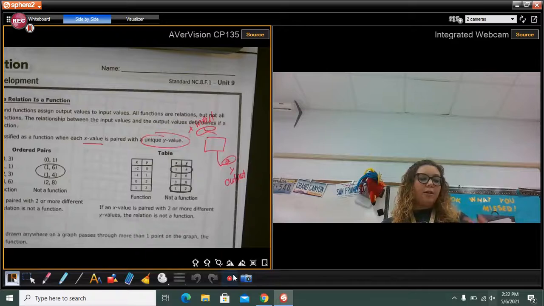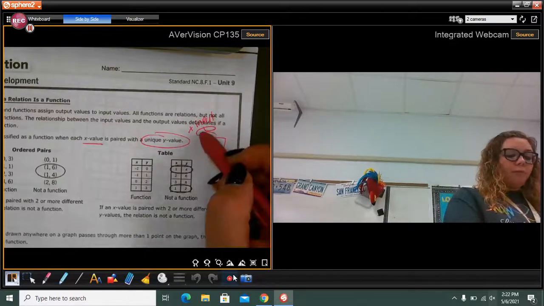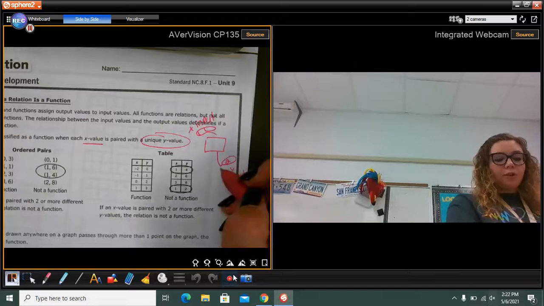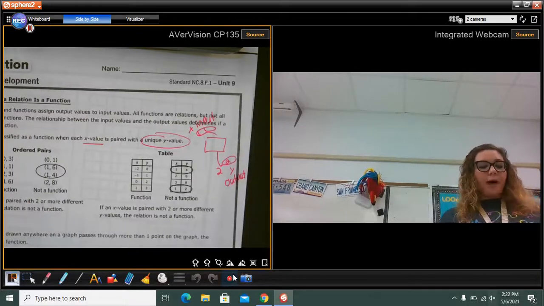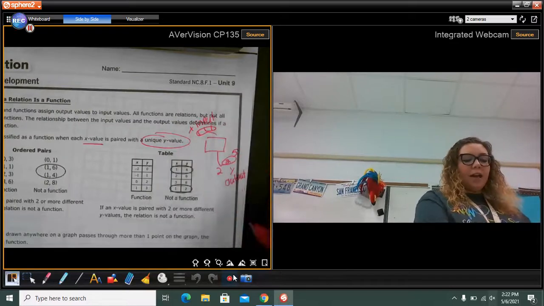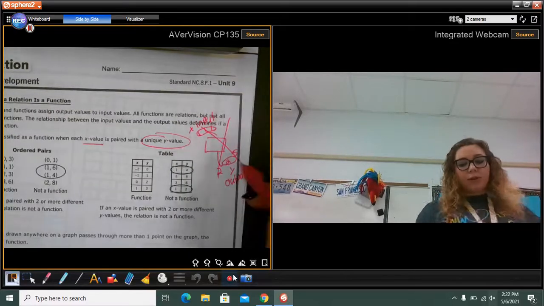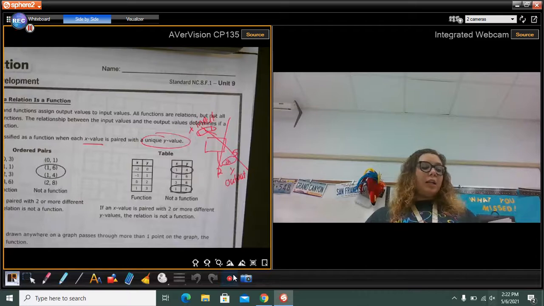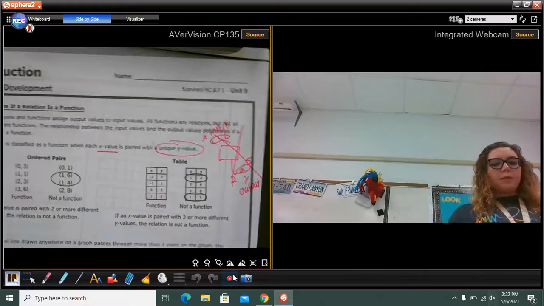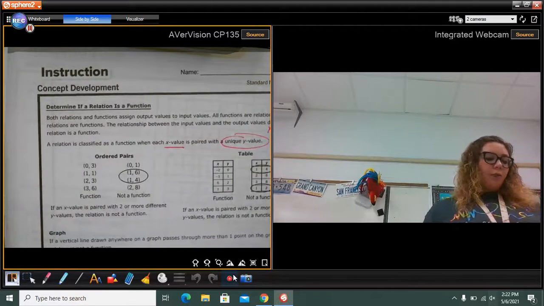So if I go back to the machine and I put in another 1, what should come out if the machine is working properly? A 2. Okay, if I go back to that machine and I put in another 1 and it gives me a 5, my machine is broken. So each input is paired to one unique output. Okay. So let's look at these ordered pairs.